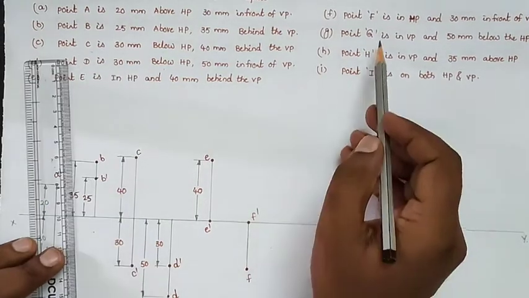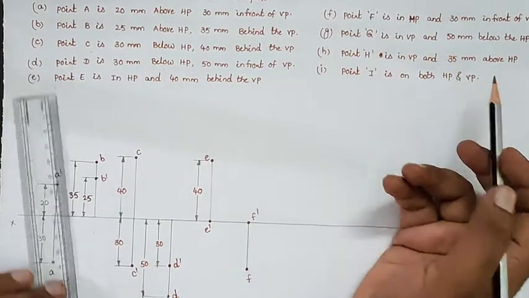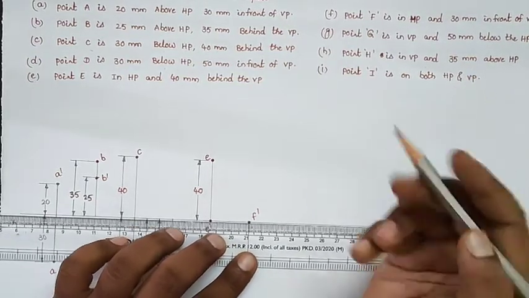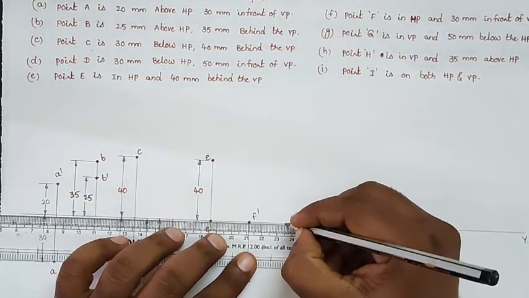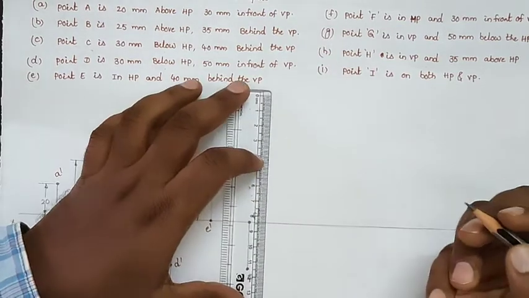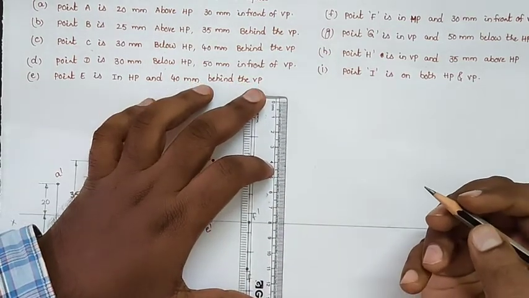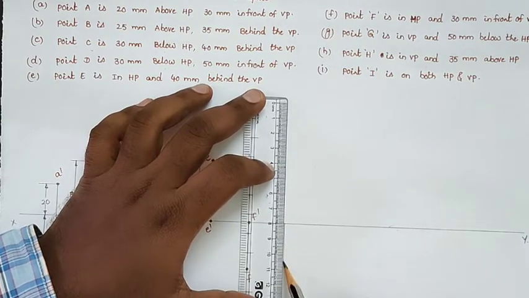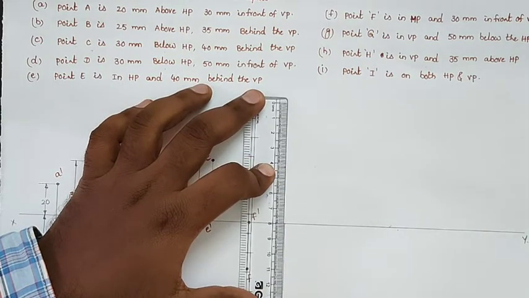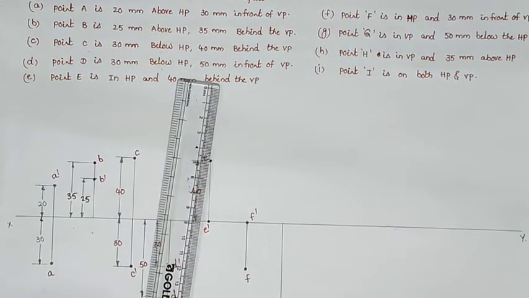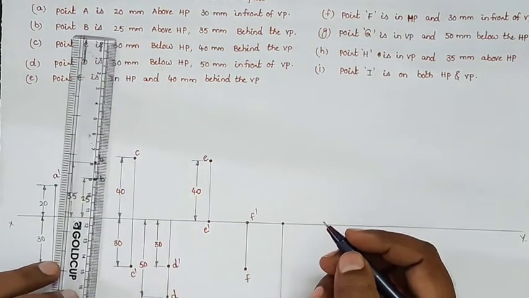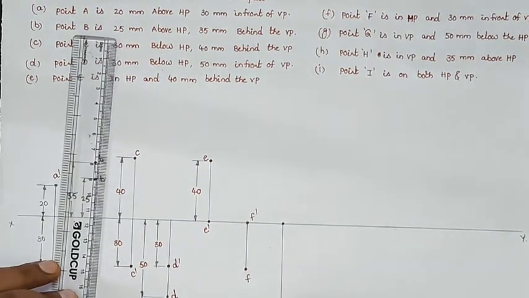And coming to the next problem, point G is in the VP and 50 mm below the HP. So take 25 mm distance and we will draw another diagram. Below, take 50 and draw the projection of point G. I am already telling that below and above means we will draw the front view dimension, the front view projection.